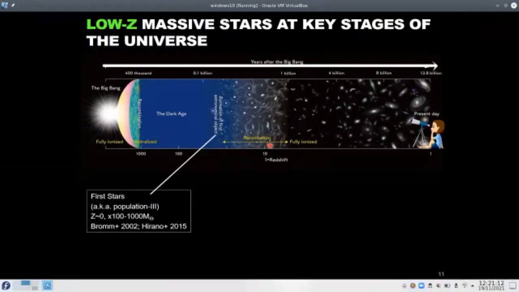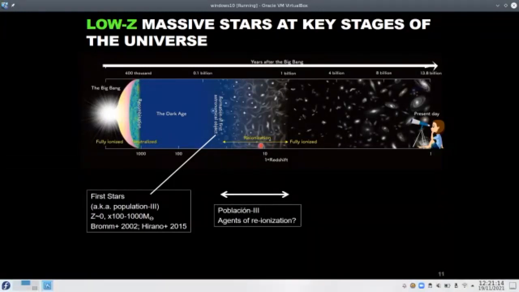These stars began the re-ionization of the universe. Before, in the dark ages, the universe was made basically of neutral atoms of hydrogen. Massive stars began to re-ionize the universe. And thanks to that, the information can travel now all the way to us.